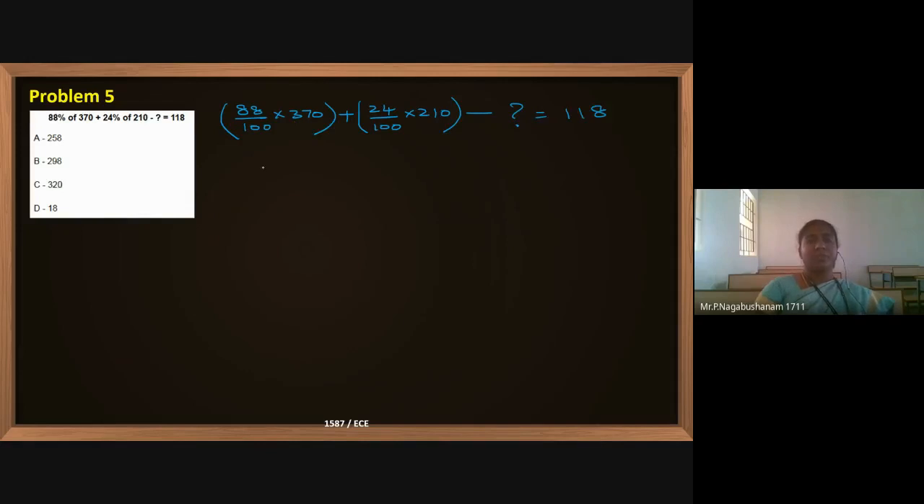Okay, so we send question mark to the other side, bring 118 to the left. After that, if I make LCM, what will happen? I will cancel with 10 so that further simplification will be easy for me, and I will make LCM as 10. The first term is 88 into 37 plus the second term is 24 into 21 minus 118 into 10 if I make LCM. I am sending question mark to the other side, bringing 118 to the left side and parallelly making LCM also.